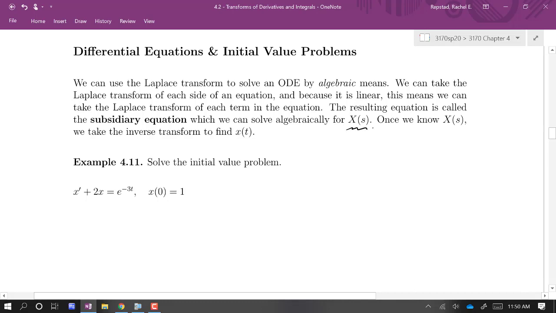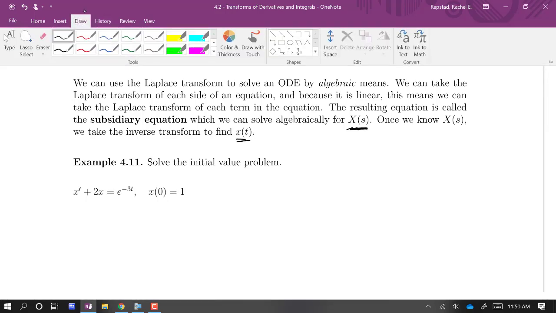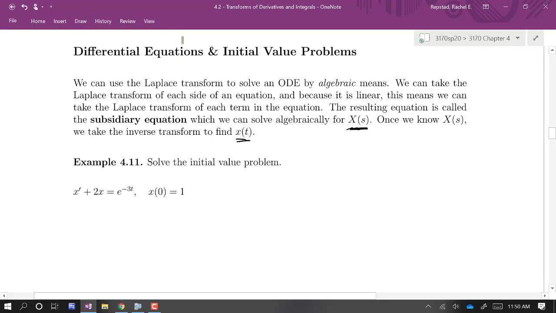Once we know what that function is, we just apply the inverse transform to get the function that we're after. I'm calling it big X of s because I'm adhering to the convention that whatever letter we're using for our little function, so we're calling this x of t, we just use the capital letter for the transform to get the function of s.